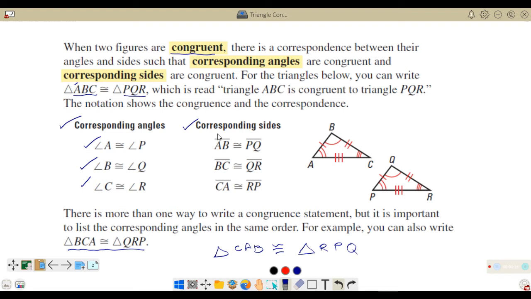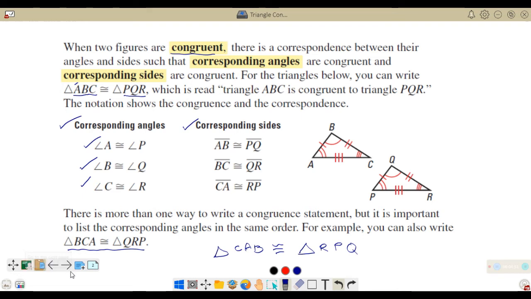Okay? And then for the corresponding sides, tingin lang tayo sa mga notches natin dito. We have one notch between A and B. So, segment AB is congruent to segment PQ having one notch as well. So, isa lang din yung marking niya. Next, we have BC. BC, meron tayong two notches. It is congruent to QR, which has two notches as well. Finally, we have CA or AC. So, CA, there are three notches. It is congruent to RP or PR, which has three notches as well. Okay?